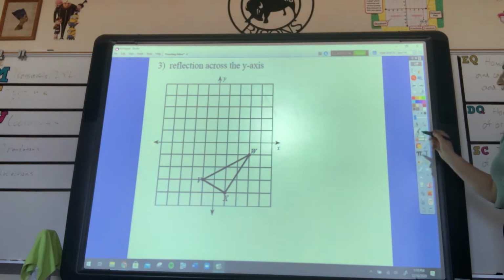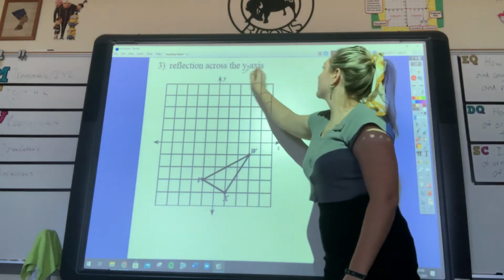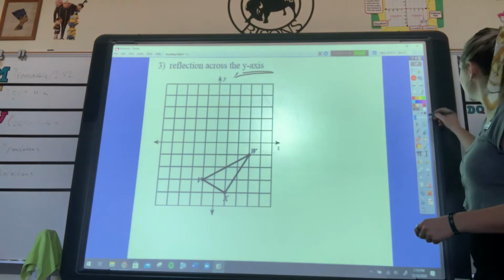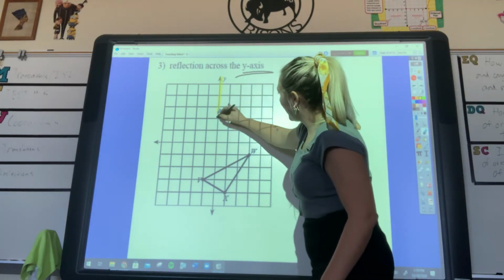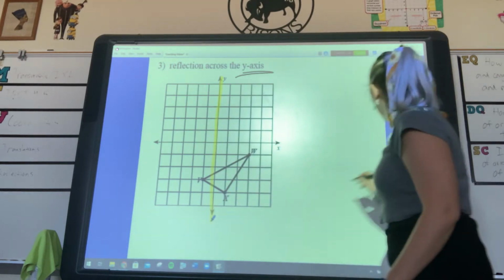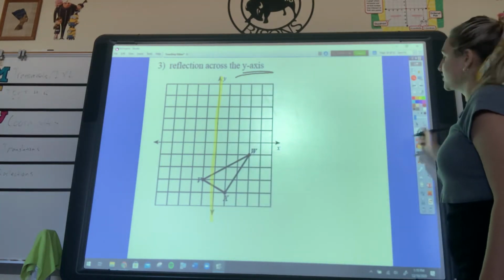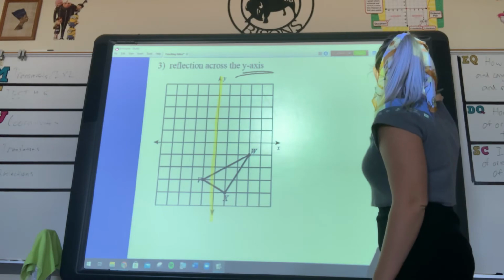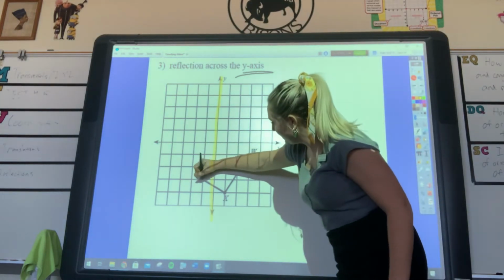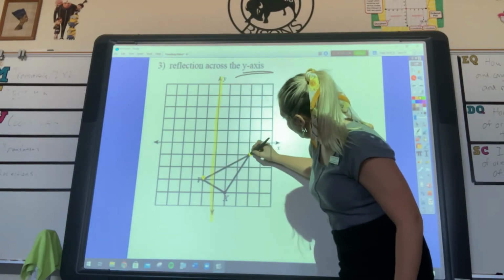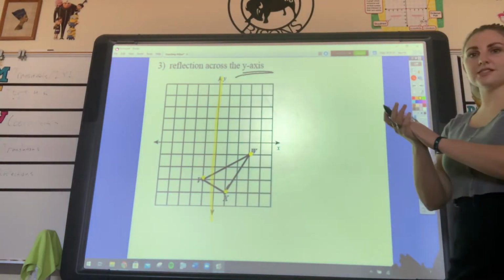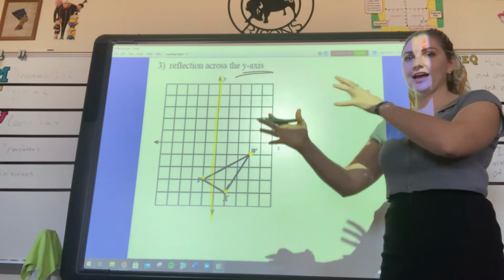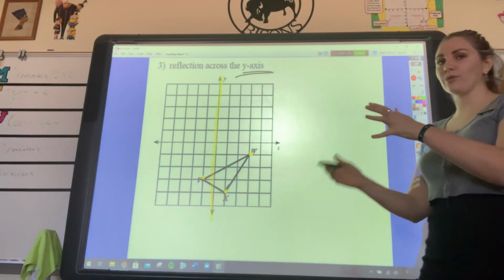Okay, so we have another example, except this time we're looking for a reflection across the y-axis. So now, let's go ahead. I'm going to highlight my y-axis. So we have our 3 vertices. Remember, that's where your points meet. So we have V, W, and X. And we're asked to take those points, or this whole entire shape, sorry, and reflect them over the y-axis.